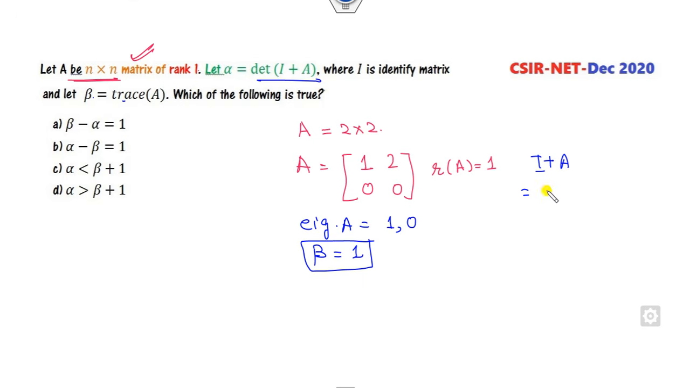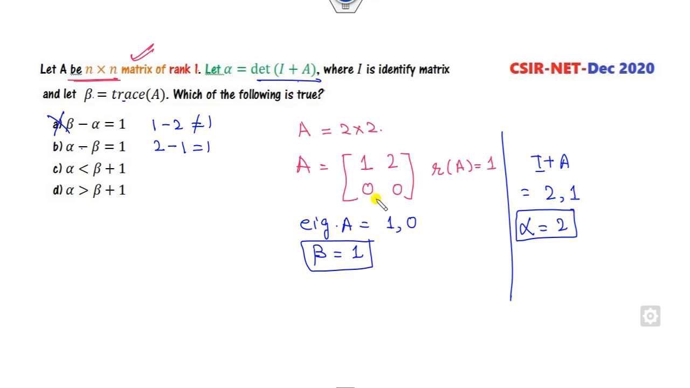So you can add them, 2, 1. These are the eigenvalues of I plus A. What is alpha? The determinant is 2. Once you know alpha and beta, check this. 1 minus 2 is 1, not satisfied. 2 minus 1 is satisfied, but this is a counterexample, so we can't say it's a correct statement.